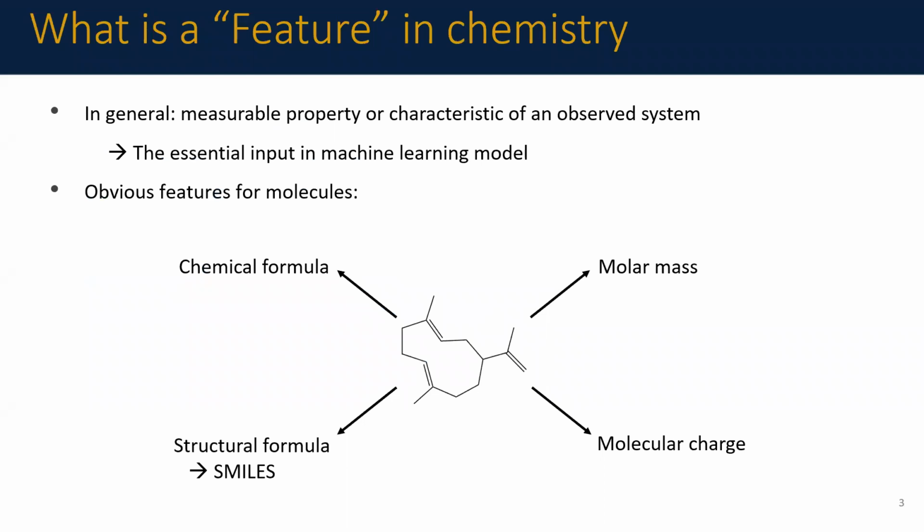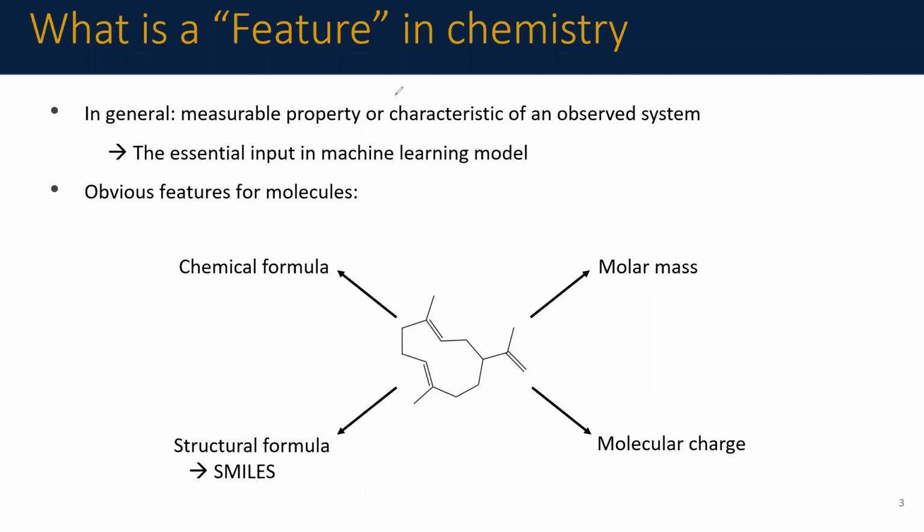You can see a feature as something you can measure or which is characteristic for an observed system. And it's like the essential input for a machine learning system. So that's basically what a feature is. But what is a feature for a molecule? I just have here an easy 2D molecule.